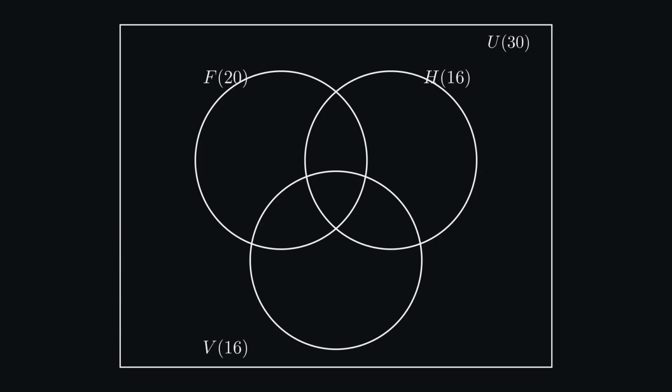Hockey and volleyball together is 10. Subtracting the 9 in all 3 leaves us with 1, so hockey and volleyball only is 1.